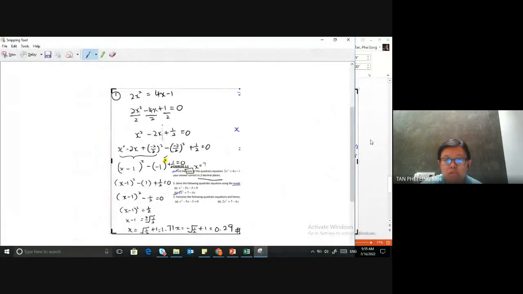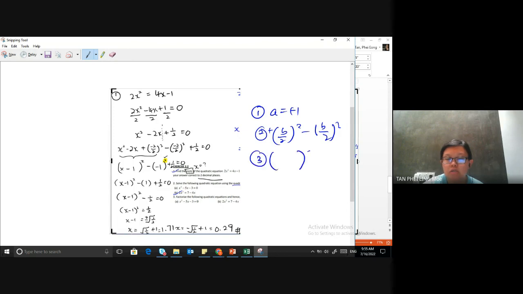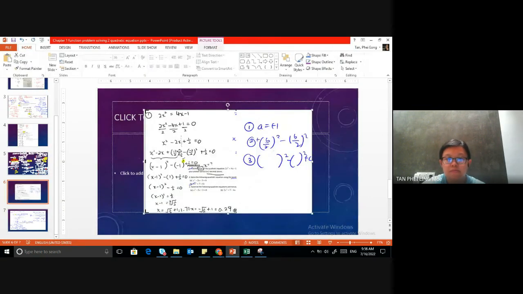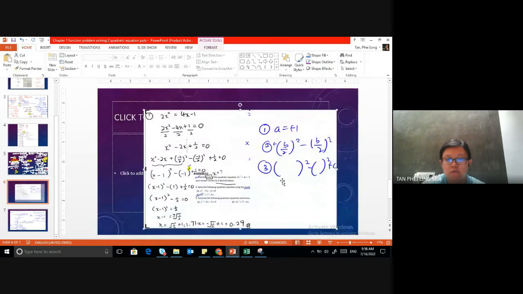Okay, so here I'll just add in the first step. So today's lesson, can you understand? Can I see hands if you can understand? Method one, A must be plus 1. Number two, your big bracket b over 2 squared minus b over 2 squared. And then the third method is big bracket squared minus small bracket squared plus c. Okay, and I put it inside here, so that it's not confusing.